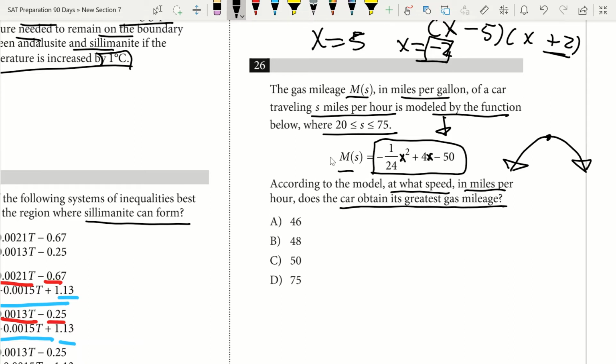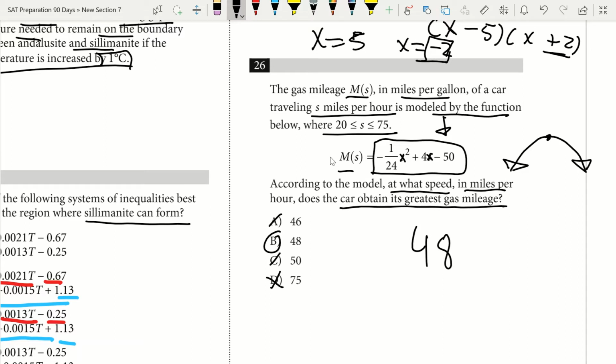Then you would press maximum, which on my calculator is 4. So you'd press maximum, and then you would press enter with it being left bound. Go to the right till it's past that maximum. Press enter again, and then press enter a third time. And then it will tell you where your maximum takes place, which it'll tell you is at 48, right? So we know s would equal 48. We know our answer there would be B for number 26.